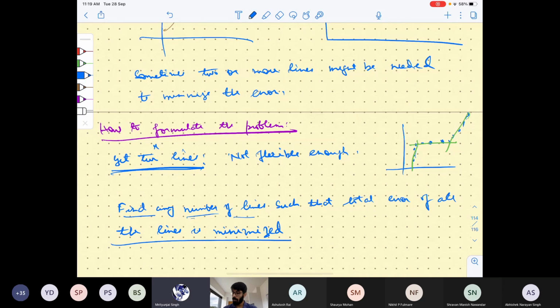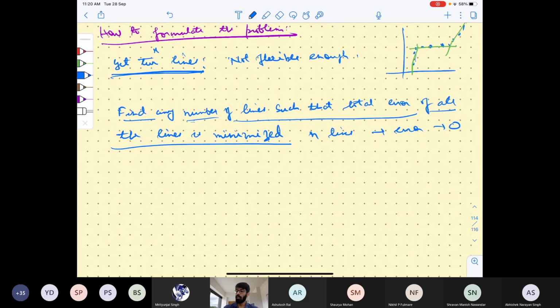We get n lines. Yeah, you can get n lines, or even n minus one for every consecutive pair, or n over two, whatever. So you can get n lines, and then the error will be zero. So then what can be a trade-off? Can anybody suggest how we can get something in between these two?